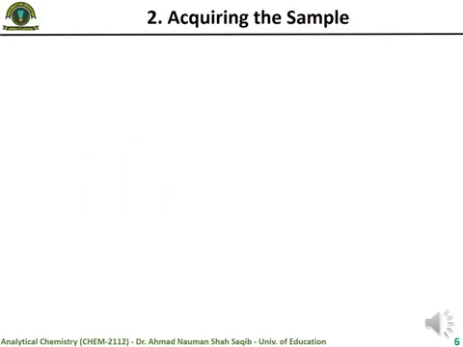So the second step in quantitative analysis is acquiring the sample, that is, how you take the sample, and this is one of the toughest steps of quantitative analysis, especially when you have a heterogeneous sample. A heterogeneous sample is one whose composition is not equal. If we take a sample from one area its composition will be different. If you take a sample from another area, its composition will be different.